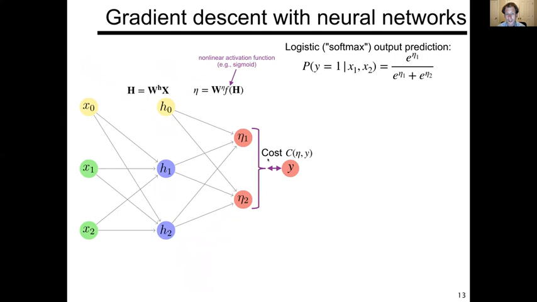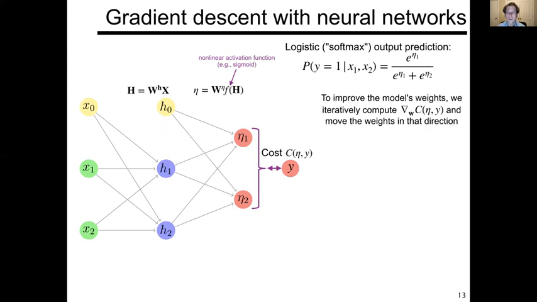So we define a cost function, which might simply be the likelihood of the data given the inputs and the model parameters. To improve the model's weights from what they might be, we iteratively compute the gradient of this cost function with respect to all the weights in the system. The cost function is a measure of the discrepancy between whatever is predicted for y based on the etas and what y actually is.